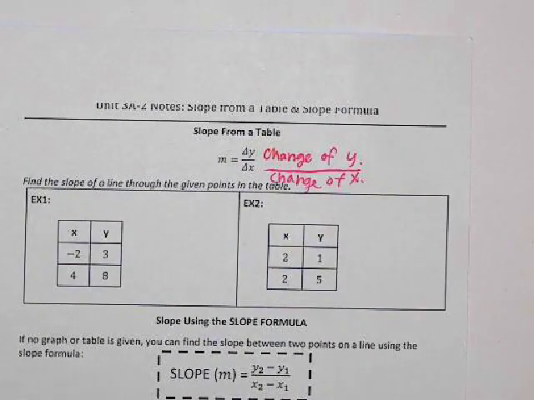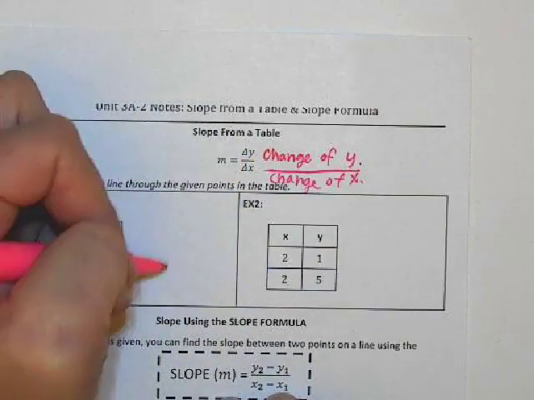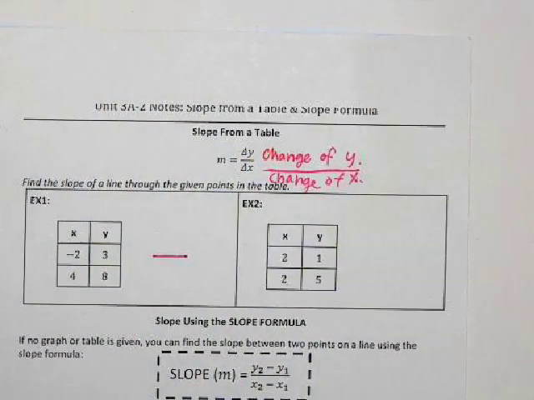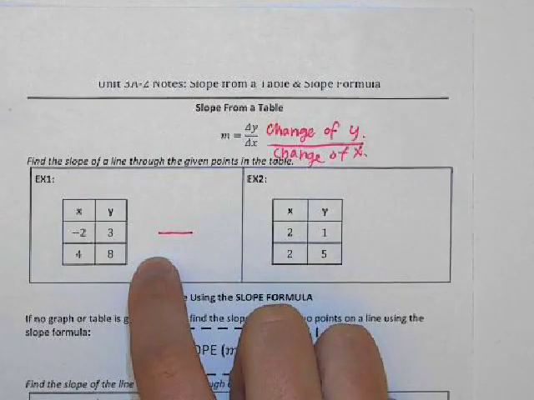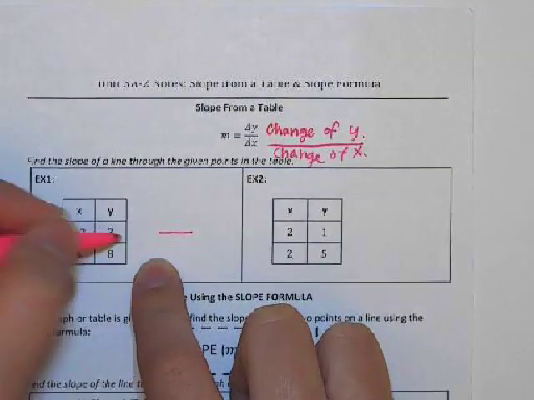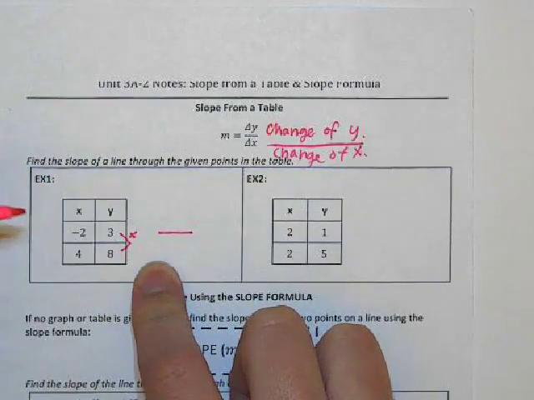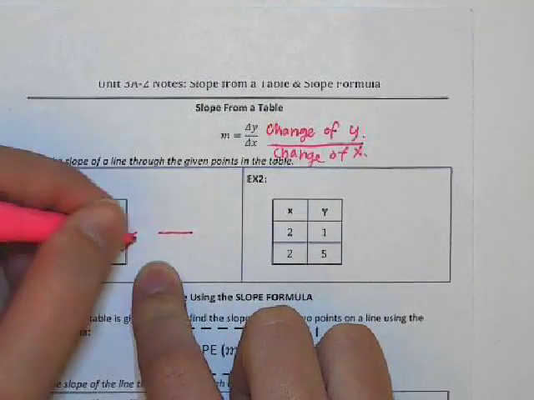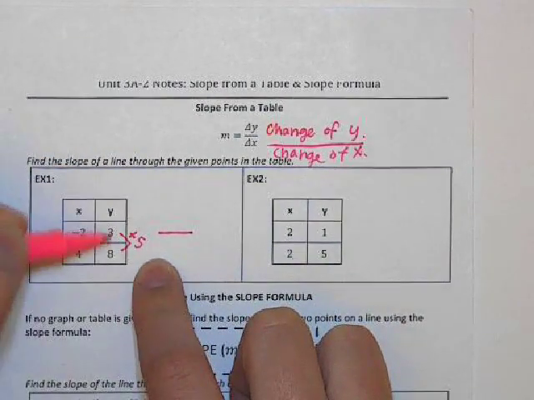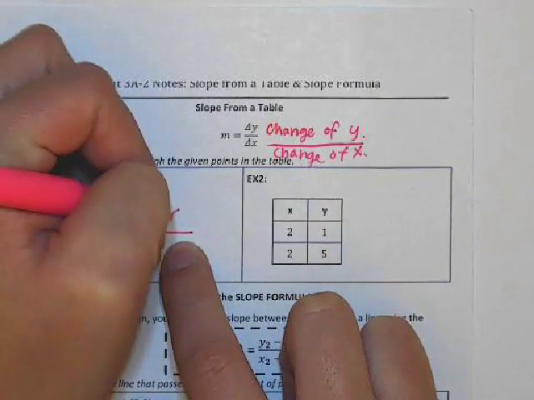So those triangles just mean change of y over change of x. How are the y's changing? How are the x's changing? Notice that is a fraction, just like slope is always written as a fraction. So on example 1, I'm going to find my slope from a table. How do we go from 3 to 8? That's a plus 5. So the change of y, which goes on the top, is a positive 5.